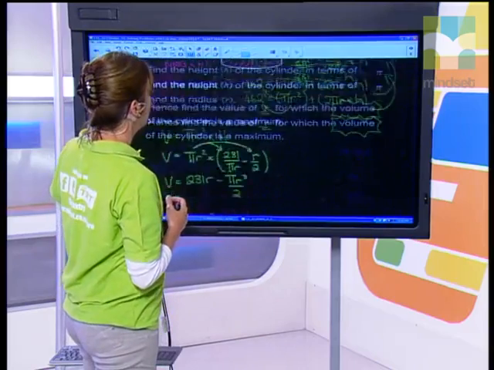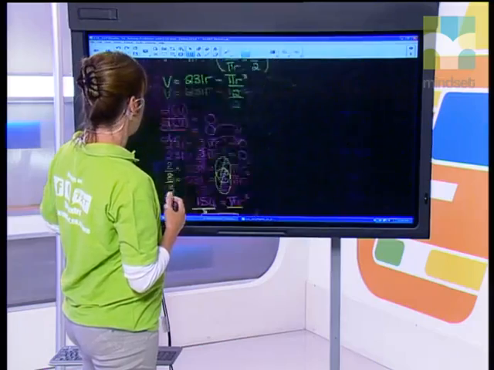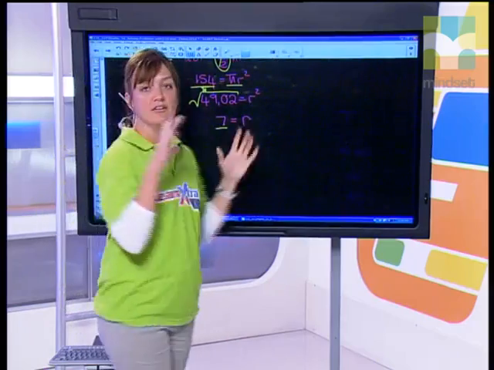So the question wanted to know what your r was going to have to be in order to maximize the volume of your cylinder. And 7, I think the units was centimeters. Was it centimeters? Okay, they didn't actually state. So in that case, all I'm going to write is 7 units as your radius.